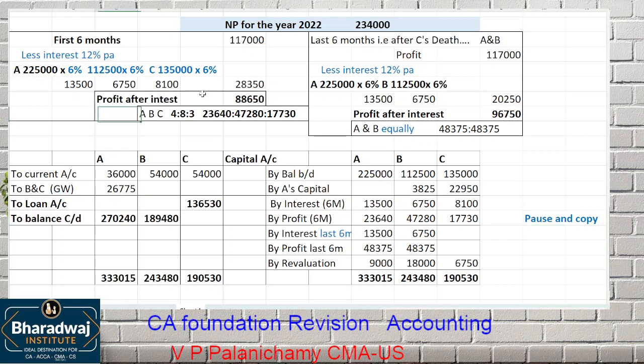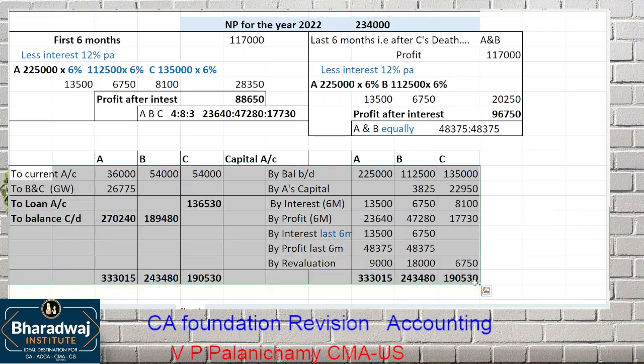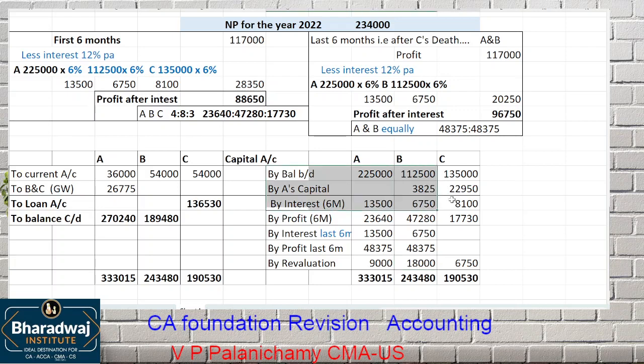Have you copied up to profit share? Sir, since it is the death of a partner, we just combine and do all of it. And because anyhow they are going to be settled, there is a commitment to the remaining partners also.